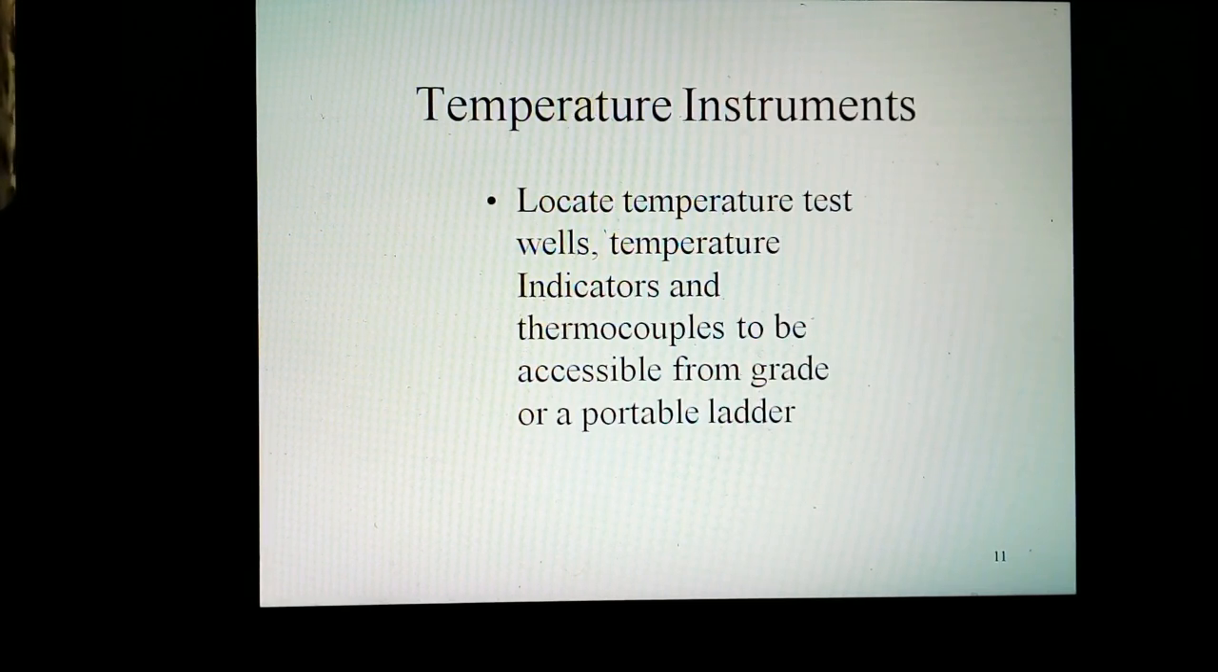Temperature instruments. Locate temperature test wells, temperature indicators and thermocouples to be accessible from grade or portable ladder. Those located in a pipeway should be considered accessible by a portable ladder. Those located over 15 feet or 5 meters above high point of finished surface should be accessible from a platform or permanent ladder. Locate all local temperature indicators in such a manner that they are visible from grade, ladder, or platform.